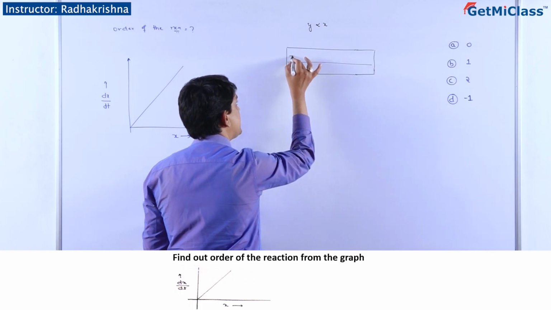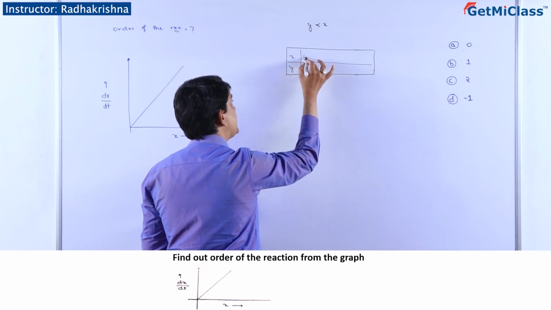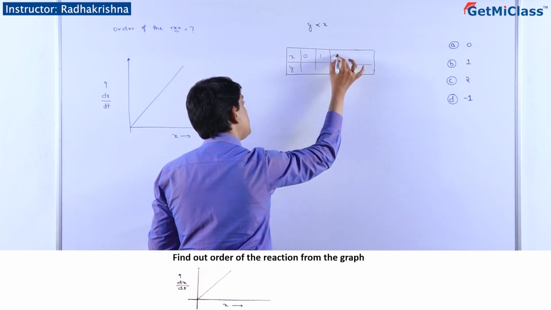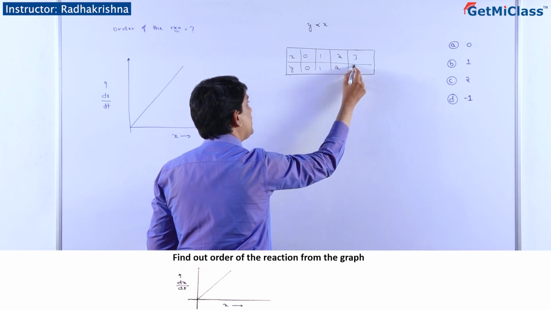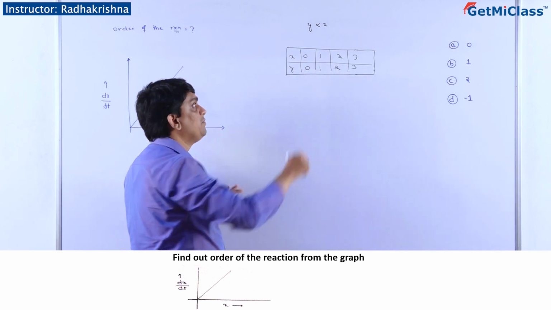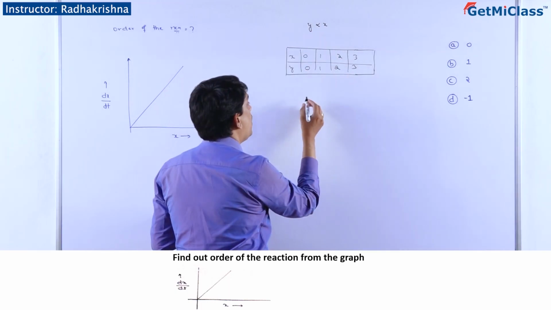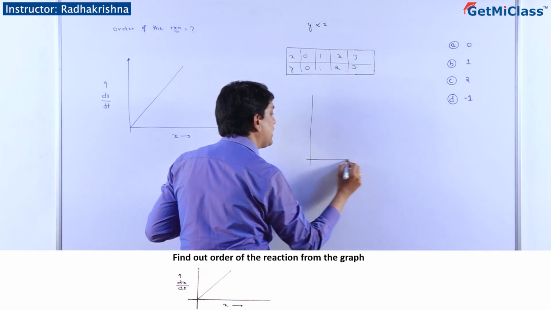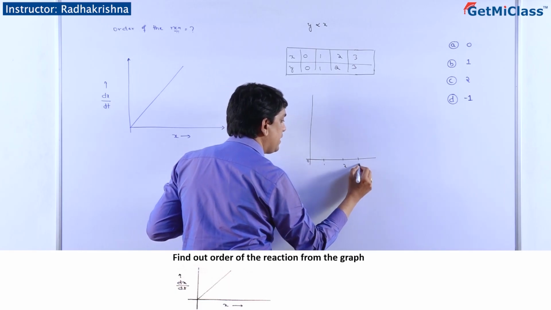We have x input, y output. When x is 0, 1, 2, 3, y is also 0, 1, 2, 3. This is a linear graph. Am I right? When this is 0, this is 0. Like it goes. Now, when I will just plot the graph along x-axis 0, 1, 2, 3.